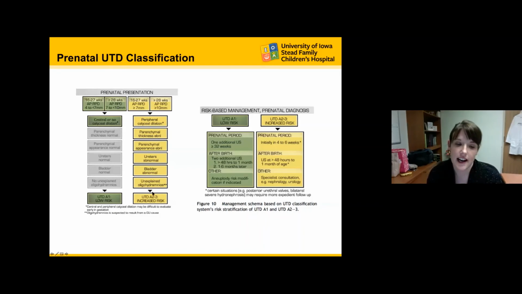versus the increased risk category, in which the AP diameter is moderate or severe, or has any of these other abnormalities. Those automatically put these kids in a high risk category. Even if the AP diameter is small, but they have ureteral dilatation or the bladder appears abnormal, that automatically puts them in a higher risk category, which gets them more prenatal ultrasounds to follow as they continue to grow, as well as postnatal consultation with nephrology and urology as outlined here.